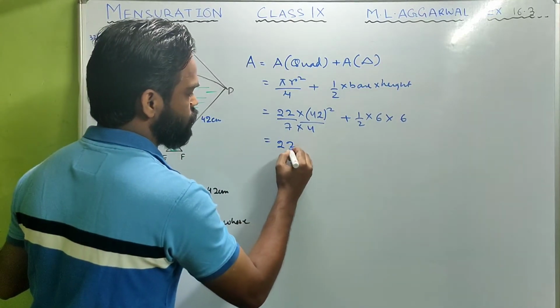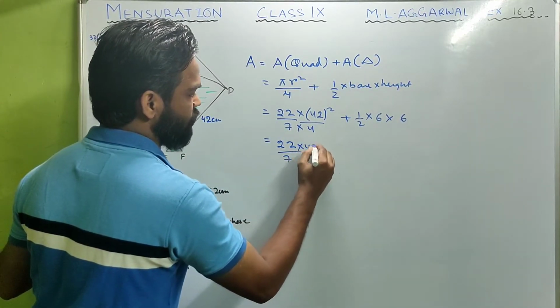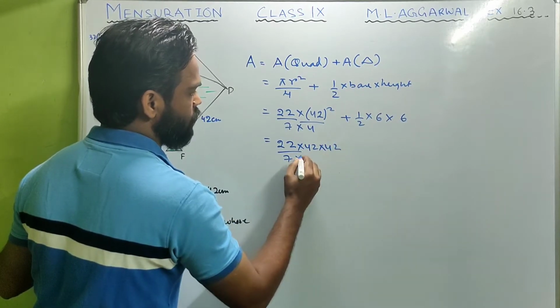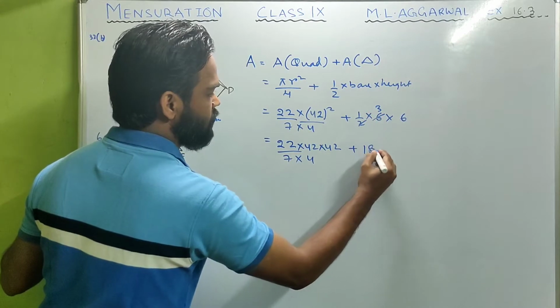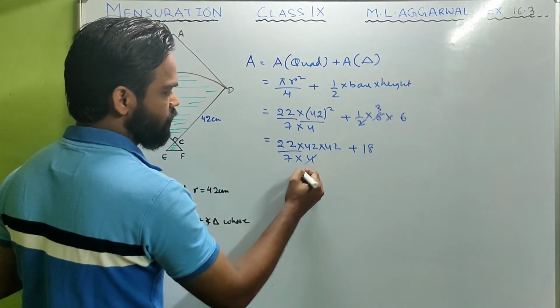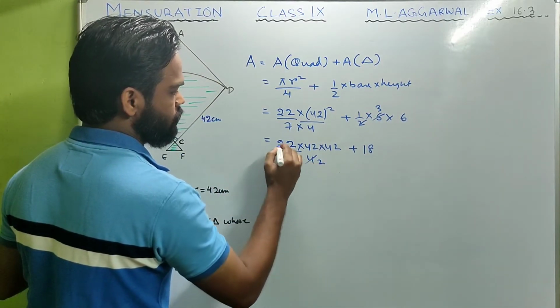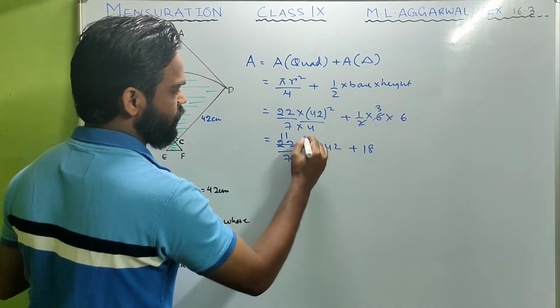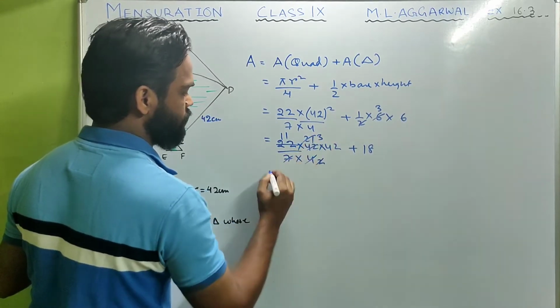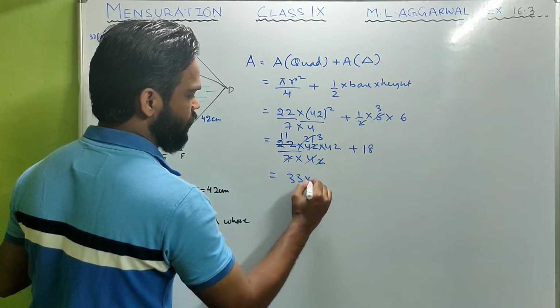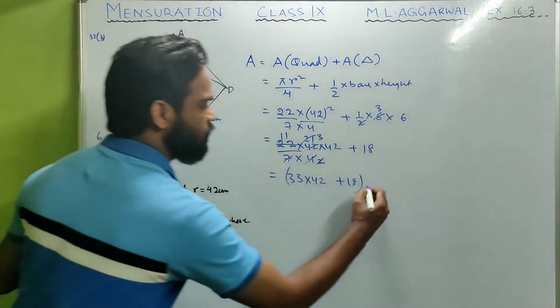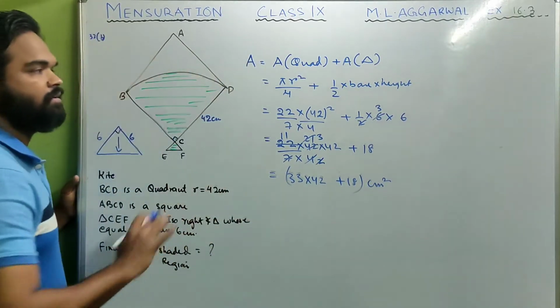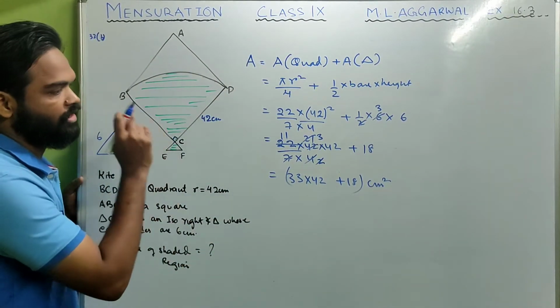So that's 22 by 7 multiplied by 42 into 42 by 4 plus this is 18. This 4 to 11 to 21, 7, 3 times. So that's 33 multiplied by 42 plus 18. I hope you can do this, okay? So that's the area of the shaded region.